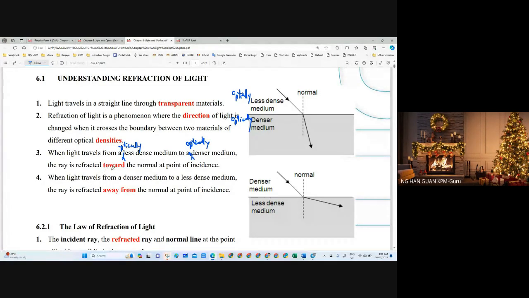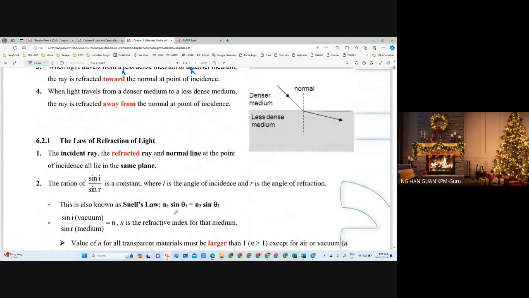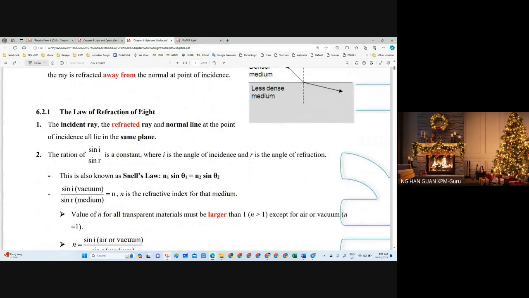When you go into the optically denser medium, it becomes slower. When slower, it will have a smaller angle. When it has a smaller angle, it bends towards the normal. And vice versa for the opposite cases. Now, the law of refraction of light.